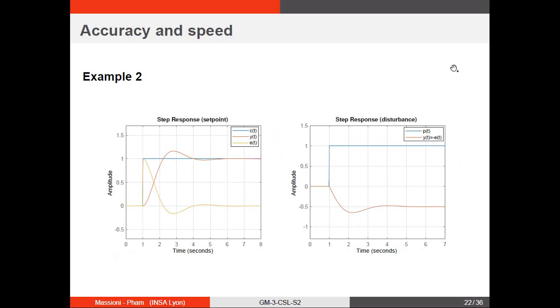These are the pictures that show basically what happens. You can take the time and look at them. I'm not going to comment. Anyway, you can just see that y goes to 1, so the error goes to 0 here, and instead here it stays non-zero.